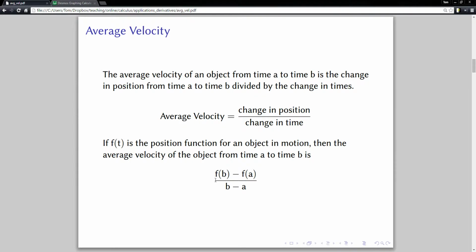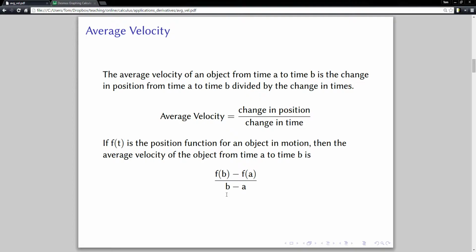Well, remember f is the position function. So f of b, whatever the number you have for b, if you plug that into f, that's going to give you the position on the number line at time B. And then f of a will be the position on the number line at time A. So say f of b was 5 and f of a was 3, then you subtract those two. 5 minus 3 would be 2, so your position changed by 2 units.